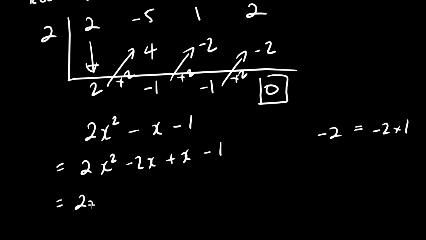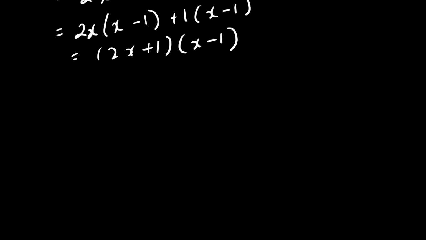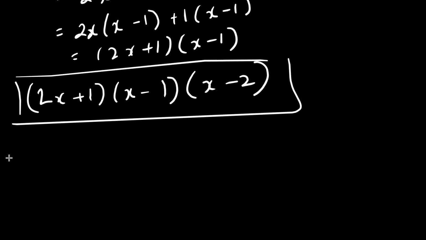And we can factor 2 terms at a time. What's common to these two? 2x as our highest common factor. What's left is x minus 1. I can factor out 1 here, and what's left here is x minus 1. We'll end up with 2x plus 1 times x minus 1. Which means our overall factorization, if I remember correctly, we divided by x minus 2, right? The overall factorization is going to be 2x plus 1 times x minus 1 times x minus 2. And that's what they're looking for.